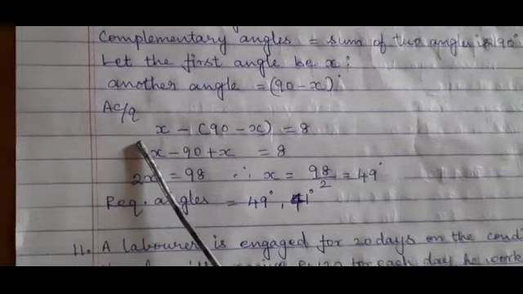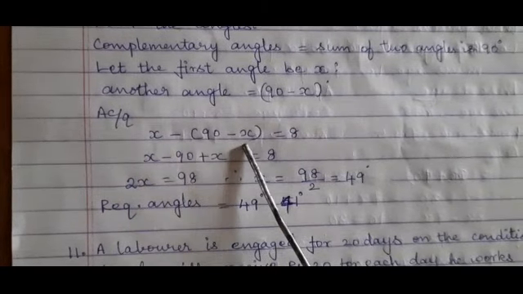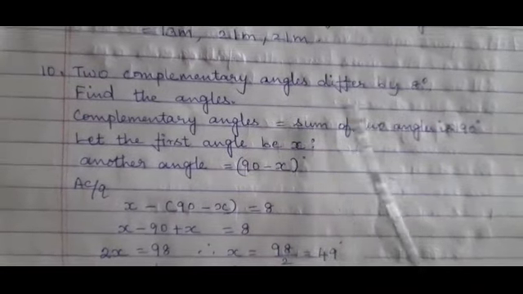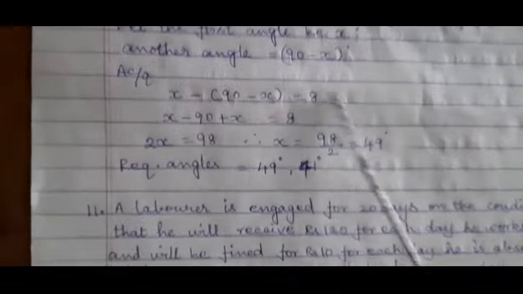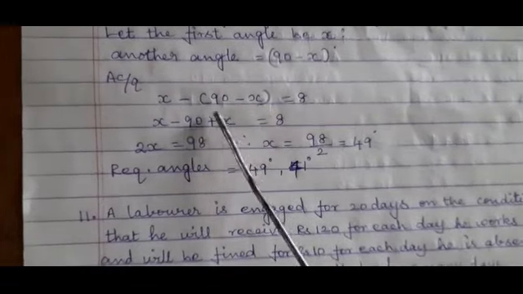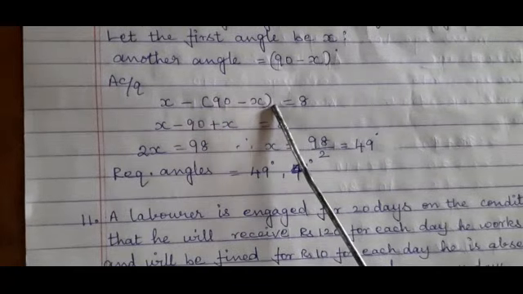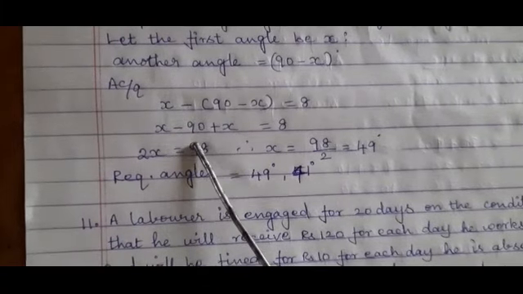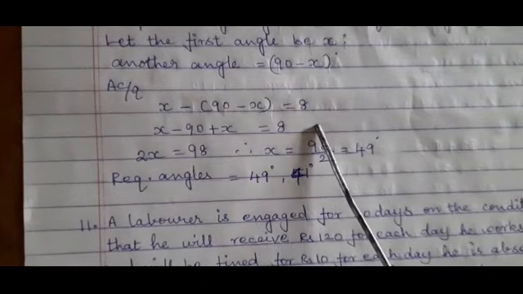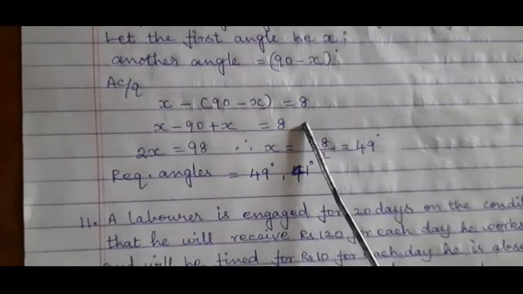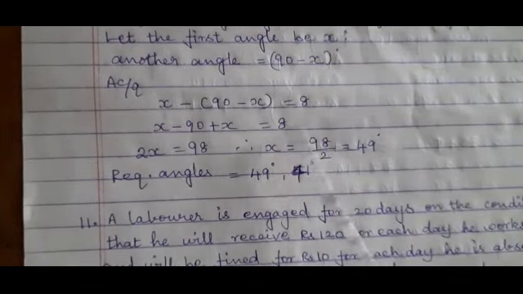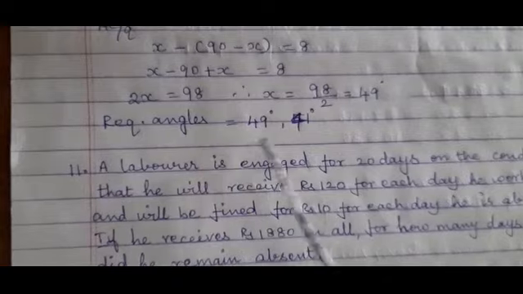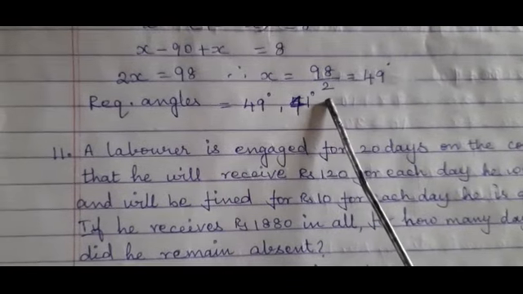So according to the question, x minus (90 minus x) equal to 8. What is the question? Two complementary angles differ by 8. So the difference between the two angles equal to 8 degree. That is here x minus (90 minus x) equal to 8. This 90 minus x is the one angle, so you put it in the bracket. That is very important. So x minus, now removing the bracket, x minus 90, minus into minus plus x equal to 8. Then 2x equal to, using transposition, minus comes here positive, that is 98. x is equal to 98 by 2 equal to 49. So the required angles, one angle is 49 degree, the other one is 41 degree.